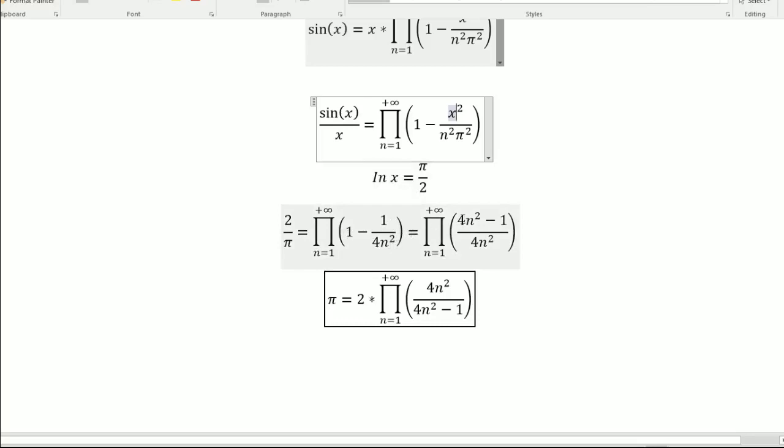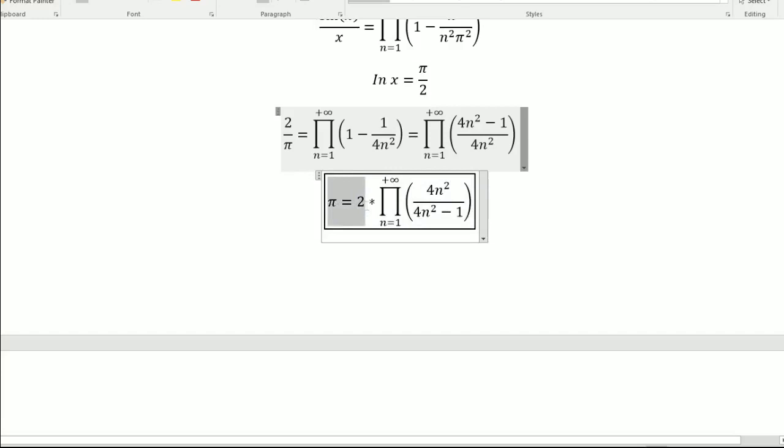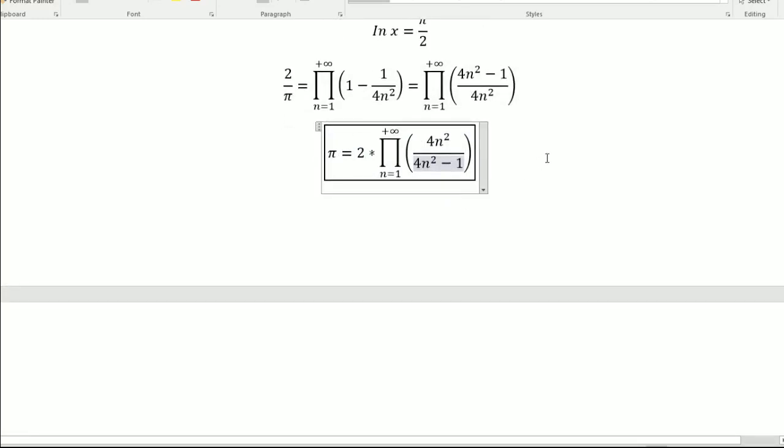Then you simplify, you get 2 over pi equals this, and then you get that pi equals 2 times the product of this, by taking the inverse of this. And yeah, that's it. So we've proven that pi equals twice the product of all numbers n, of 4 times n squared divided by 4 times n squared minus 1.